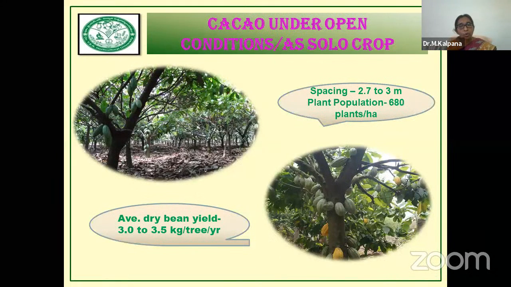Then I already told you some farmers are growing cocoa in open conditions as a solo crop, where the spacing adopted is 2.7 to 3 meters, and the plant population is around 680 plants per hectare. Here they are getting an average yield of 3 to 3.5 kg per tree per year.